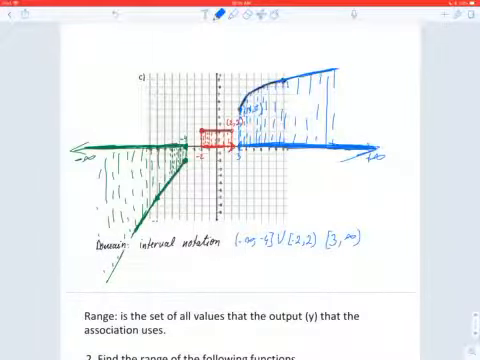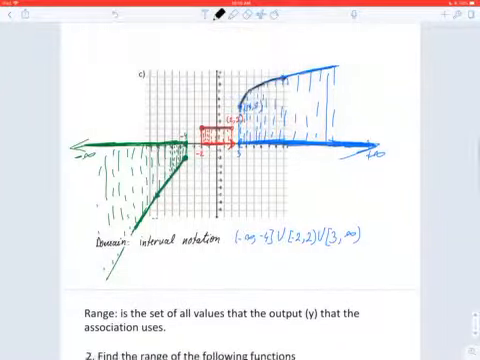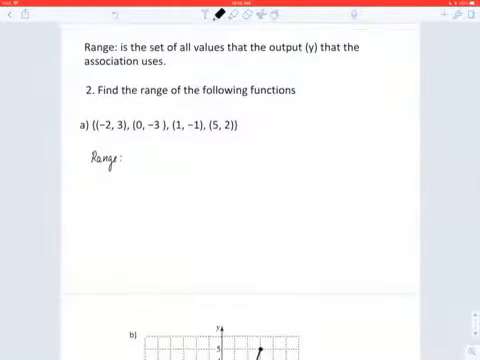Since I can be in any of the 3 intervals, we use this notation. This is called union, which says x can be in the first interval or in the second interval or in the third interval.